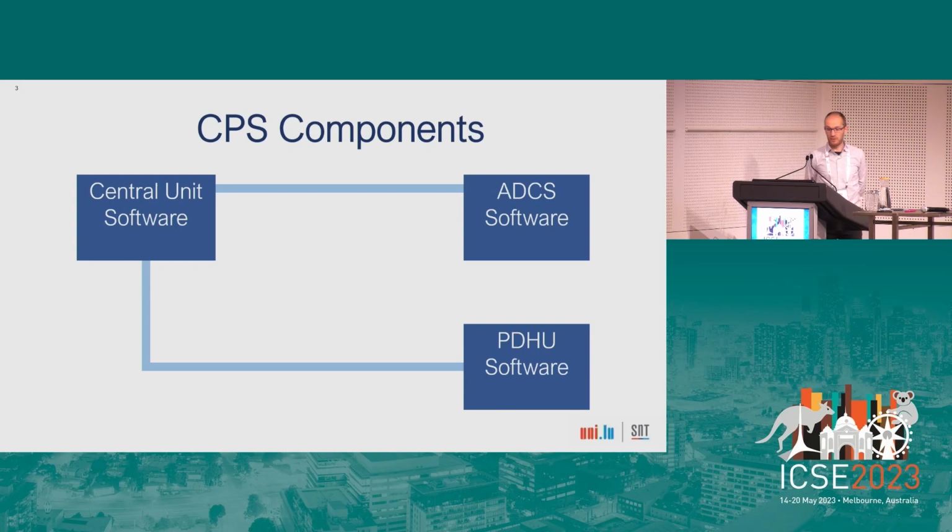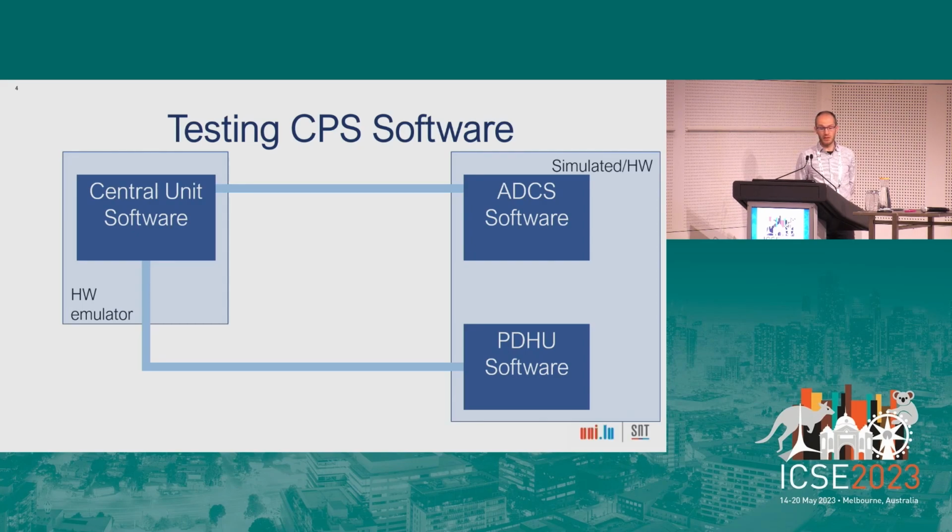Cyber-physical systems have several components, and software is deployed in all of these components. For example, here we have the central unit, we have the attitude determination control system, we have the payload data handling unit. And when you test the software for these components, basically you have one software under test that is running on the hardware emulator. Then the other components may be simulated, or you may have the hardware in the loop.